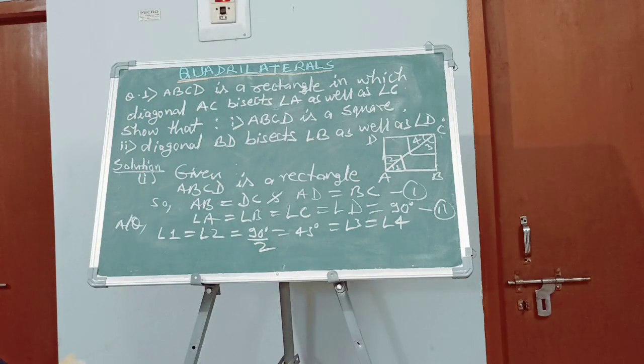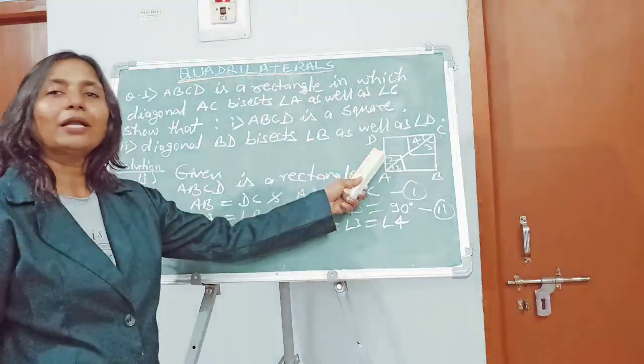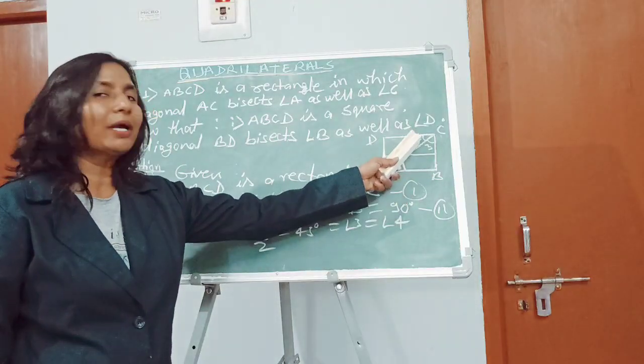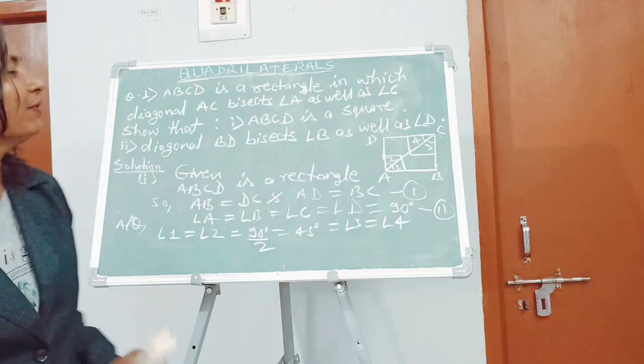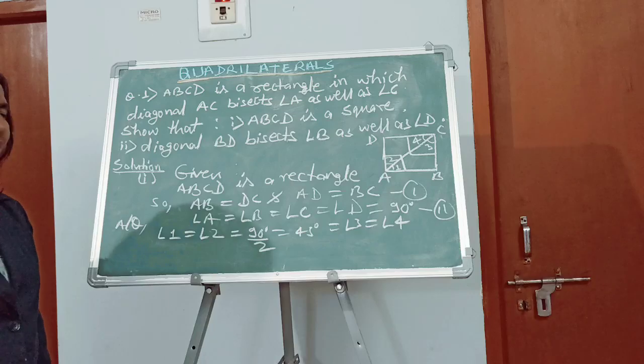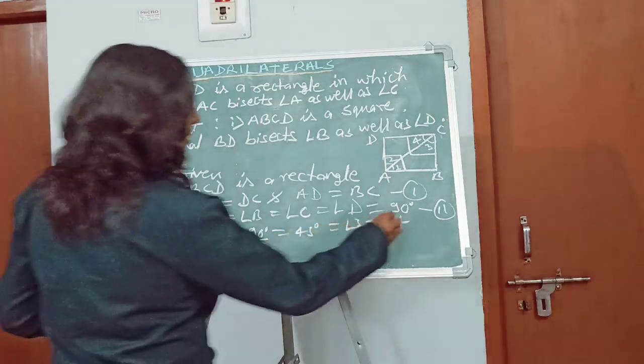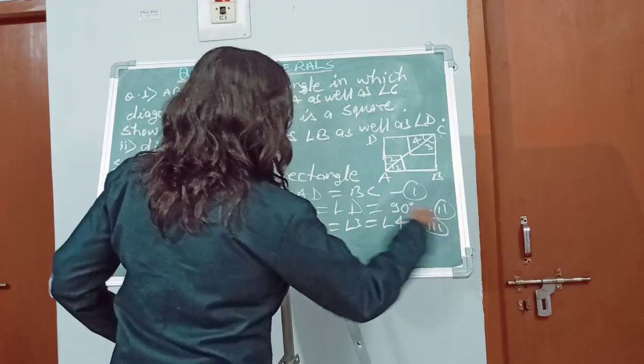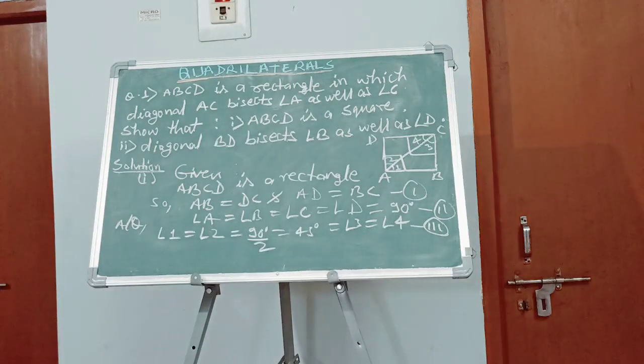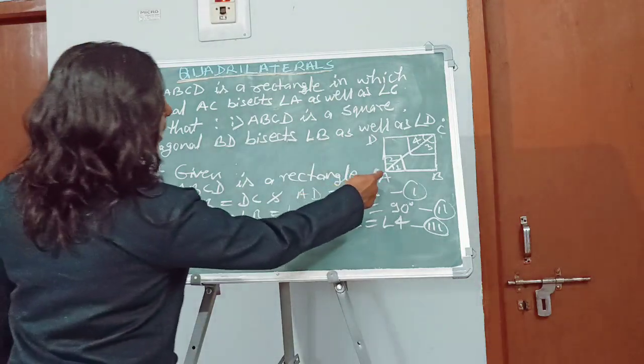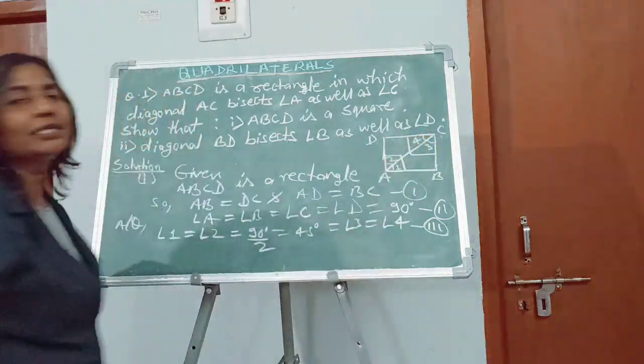So what you got? Angle 1 is equal to angle 2 is equal to angle 3 is equal to angle 4, each is equal to 45 degrees. Clear everyone? Let us see, this is 3. Now just see in this triangle, triangle ABC.